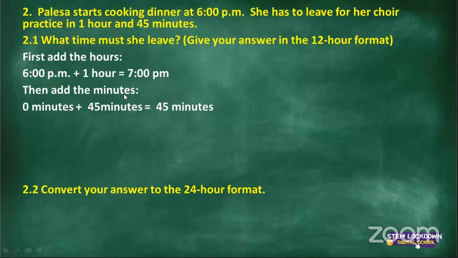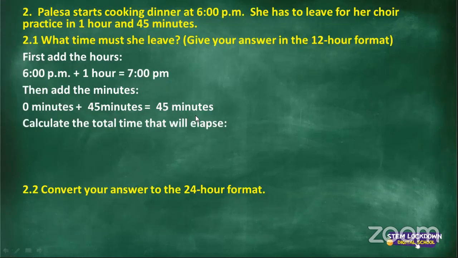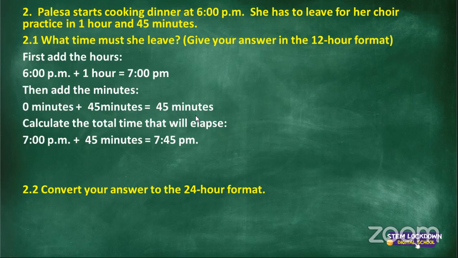So it's 0 minutes plus 45 minutes. Then your answer is 45 minutes there. We calculate the total time that will elapse, which is going to be 7 p.m. plus 45 minutes. Then the answer is 7:45 p.m. It's important to put the p.m. because they expressly stated write your answer in the 12-hour format.